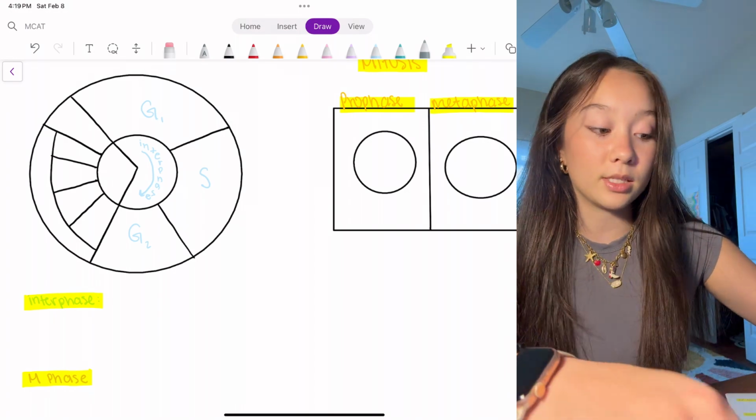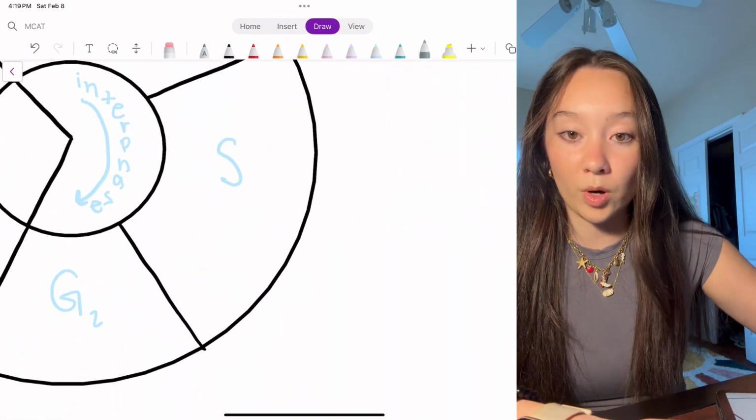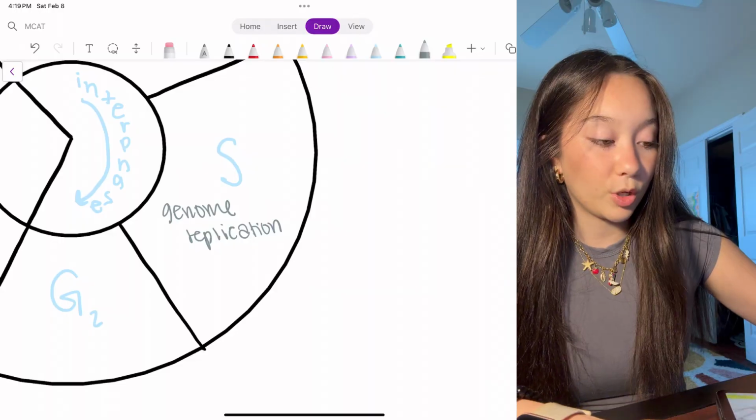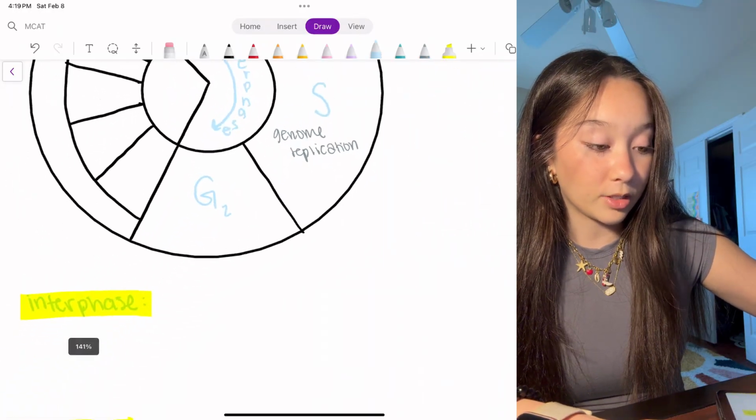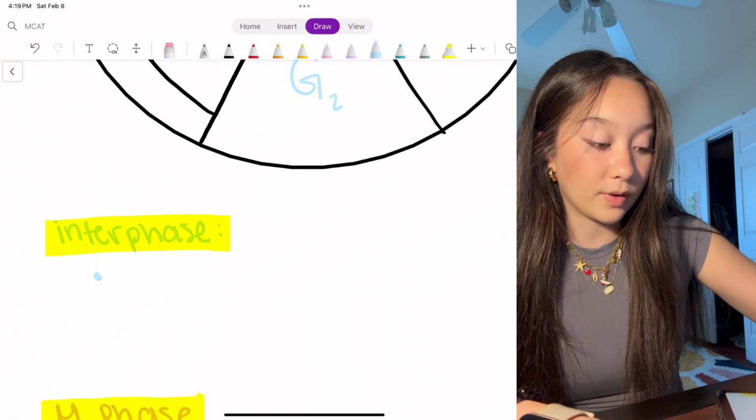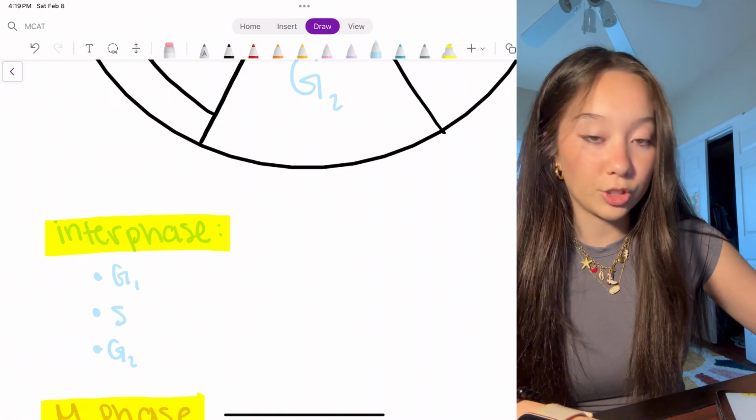It's making sure it has enough nutrients, it has enough material to actually split into 2 viable cells. Now, the S phase is where the genome replication occurs. So I'm going to go ahead and note down here that the interphase part of the cell cycle has the G1 phase, the S phase, and the G2 phase.